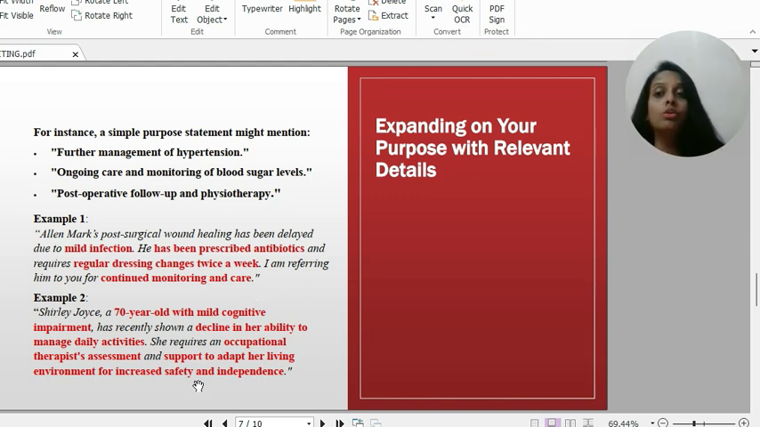And the final one is the goal. What is the goal? Support to adapt her living environment for increased safety and independence. Here, this highlights the ultimate aim of the referral. So, in both examples, the purpose is clearly stated at the beginning and then at the end also, with relevant clinical or situational details. These details ensure the recipient has all the necessary information to act appropriately. Including specific facts such as the patient's conditions, required actions, and the goals makes the purpose statement meaningful and actionable.